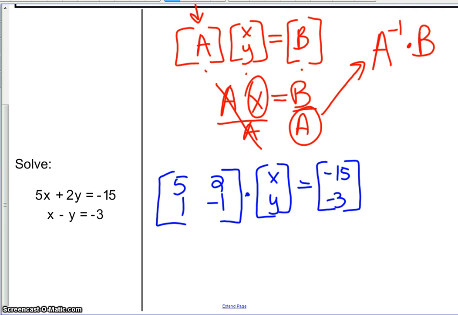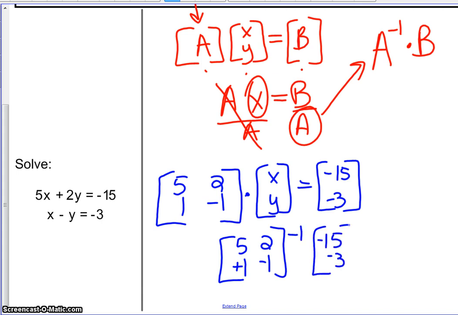Okay, so now we want to say, how do we solve it? We can't divide on both sides, but we can show that division on both sides by using the inverse. So we want to take the inverse of our first matrix times our second matrix. Now we can do the inverse by hand, and we know how to do that, or we've seen it done. It takes some time. It's a bit of a pain to do.